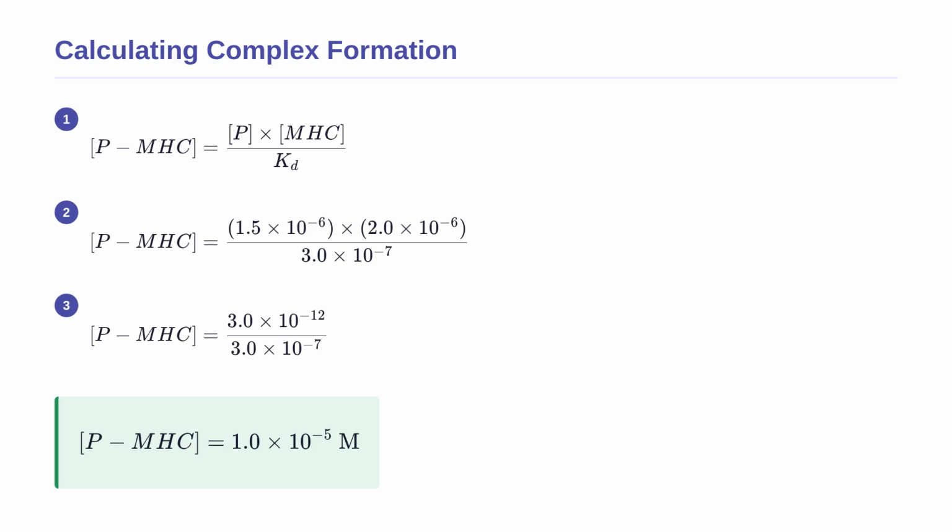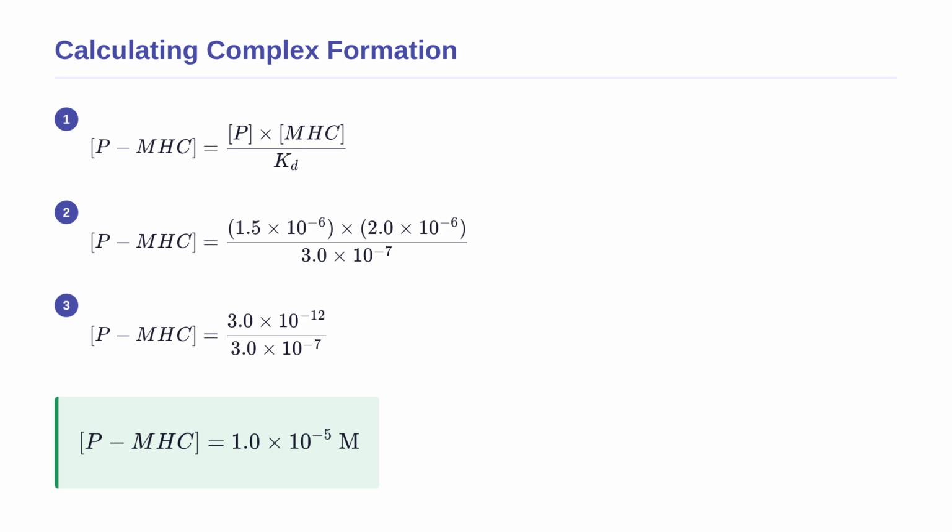Let us apply this formula to a practical biological scenario. We are given a free peptide concentration of 1.5 times 10 to the negative 6 molar and an available empty MHC concentration of 2.0 times 10 to the negative 6 molar. The dissociation constant is 3.0 times 10 to the negative 7 molar. We need to find the final concentration of the formed complexes.